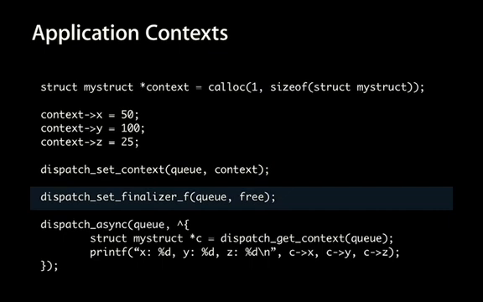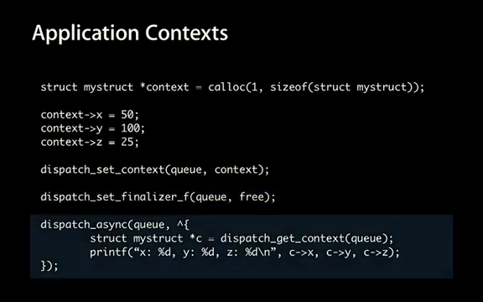We're going to set a finalizer that just frees the context when the queue goes away. The context goes away with it. And then this is a very simple example of using dispatch async, submitting a block to the queue, and all that block is going to do is call dispatch get context, and that gets a reference to the application context, and then we can dereference that and print out those coordinates. So again, we could use this pattern instead of a mutex to protect the XYZ coordinates. We could post blocks to the queue that update these, and then with respect to any part of your application, X, Y, and Z will all be updated atomically.